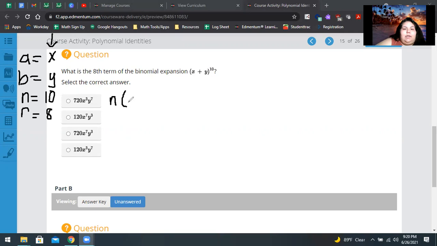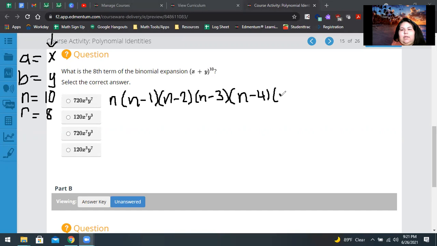So it's n, n minus 1, n minus 2. I'm sorry if my n's look like h's. I try to make them look like n's, but sometimes they look like an h. And then it'd be n minus 3, minus 4, and minus 5. Ooh, it's a countdown, sorry. And then it's n minus 6.